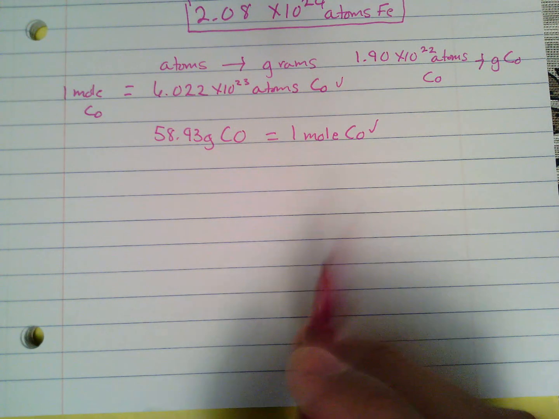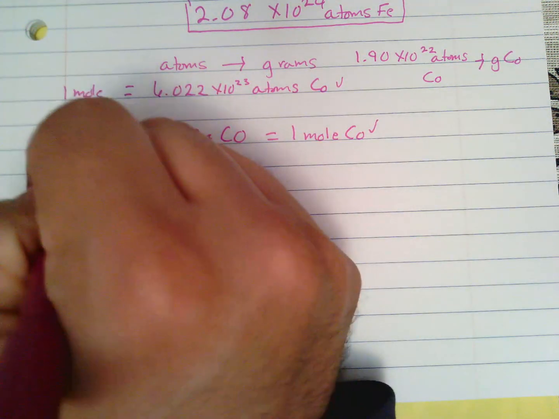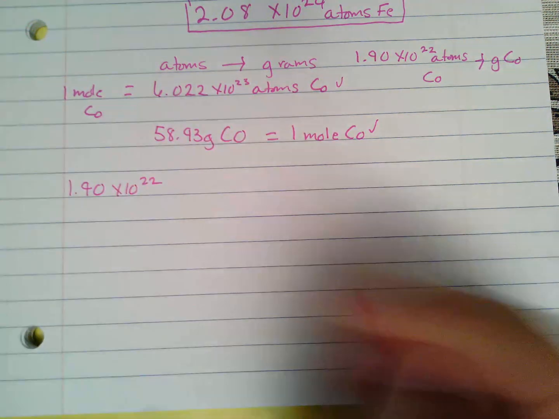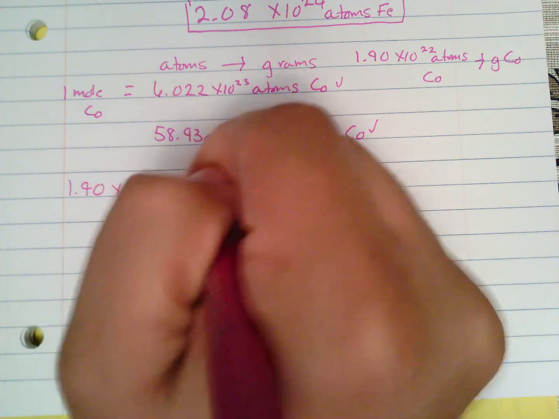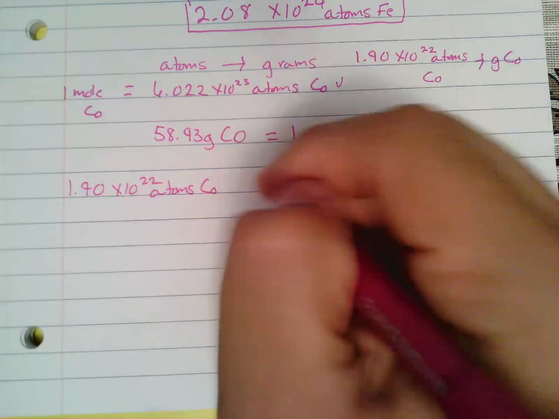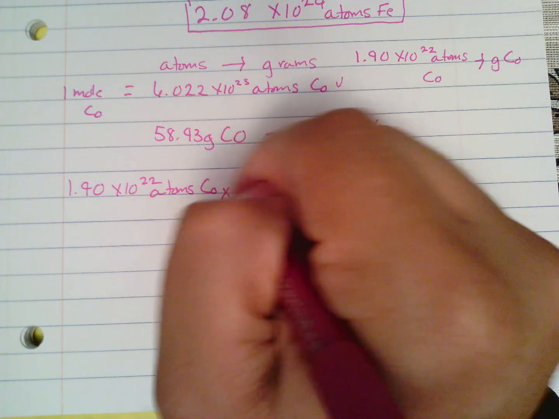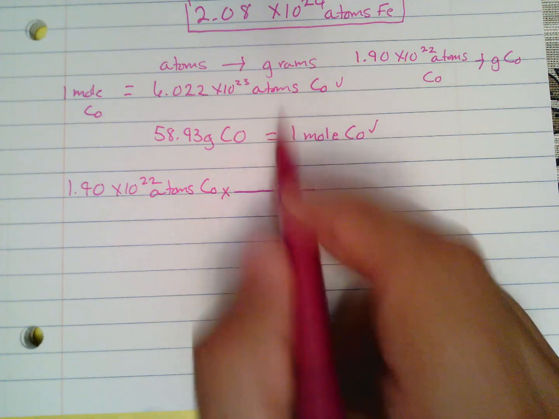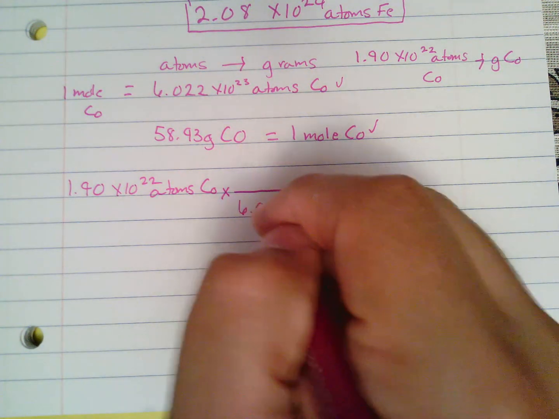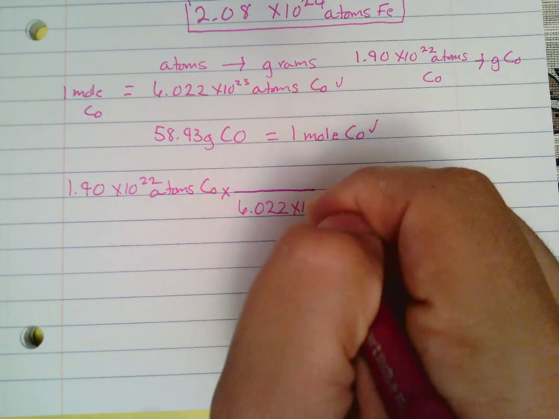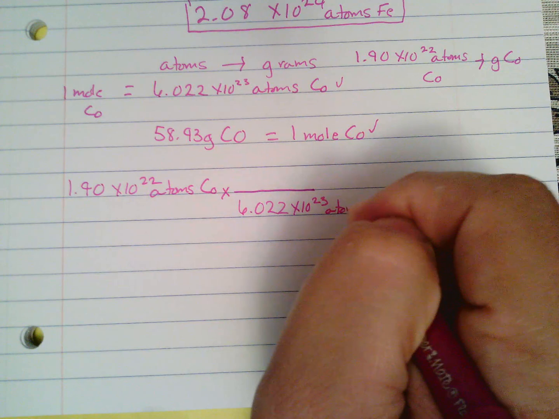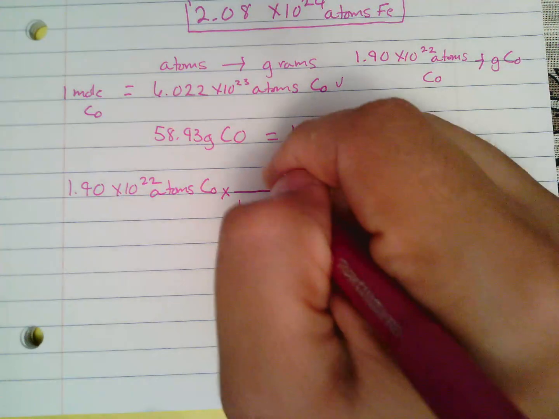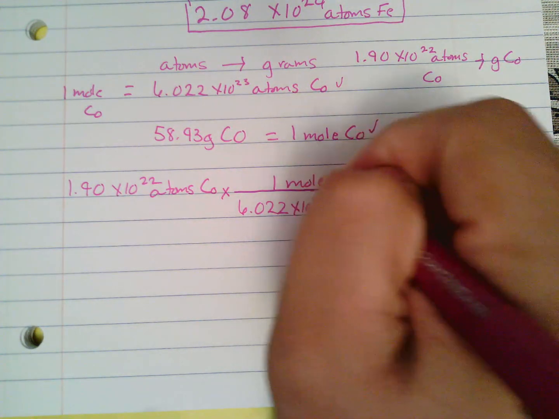So we begin with what is given. Always start with that. 1.90 times 10 to the 22nd atoms of cobalt. Okay, so we have our atoms of cobalt. That is going to be converted first, okay, with atoms on the bottom. So to do that, we need to put Avogadro's number down here. So that's going to be 6.022 times 10 to the 23rd atoms of cobalt, okay? And that always converts with 1 mole. And here it's cobalt, okay?